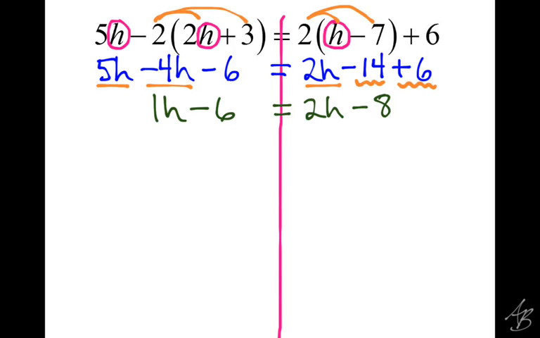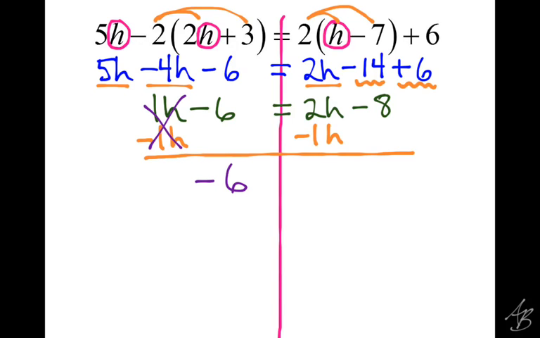Now we have h's on both sides still, so we need to get rid of one of them. Which one do we want to get rid of? The 1h. That one's smaller, so we're going to get rid of the 1h by subtracting 1h. Instead of writing 1h, you could just subtract h, and just remember that it is a 1h if you do that. When we do that, the 1h is canceled, leaving negative 6 on the left side. And on the right side, 2h minus 1h is h, or 1h. I'll put a 1 there, but we'll talk about that in a second. And bring down the minus 8.